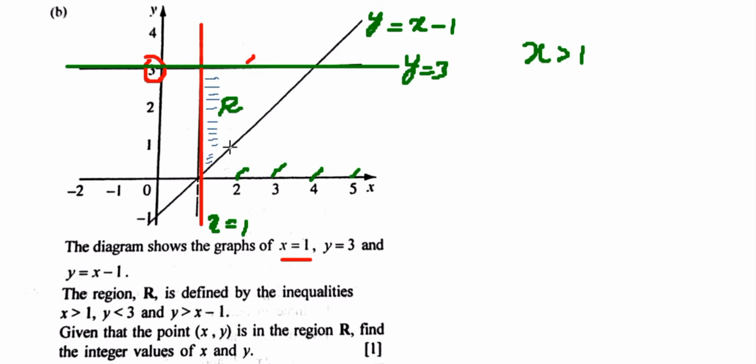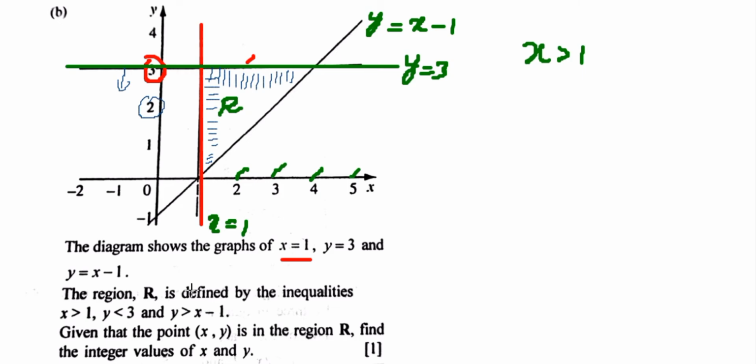The next one is y less than 3. Y less than 3 means all those values which are less than 3. Less than 3 means below 3. So these are the values that are less than 3 here. The last one, y greater than x minus 1 here.